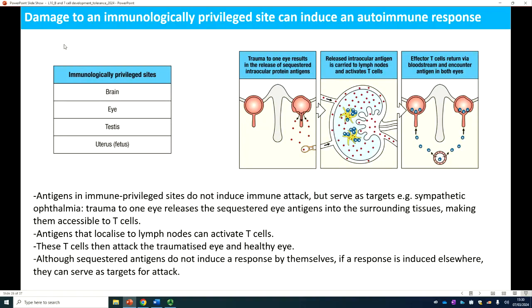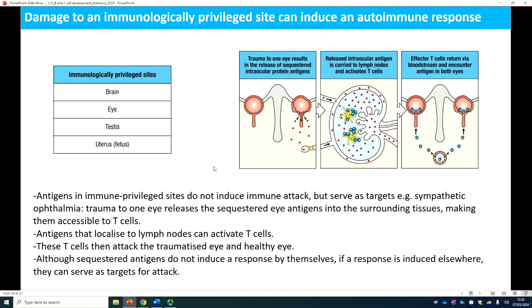Now, just to use this as an example, we have several immunologically privileged sites within the body. So, the eyes, the brain, the testes, also the fetus during pregnancy. But these are immune-privileged sites, and they don't induce immune attack.